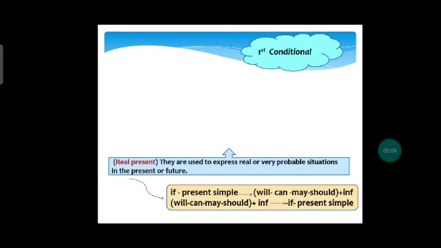Let's move to the first conditional. Let's have some examples. If he works hard, she will pass the test. What? In the zero conditional we had if, present simple in the if clause, and present simple in the main clause too. But here, it's different. What comes after if in the if clause is present simple, and what comes in the main clause is future.